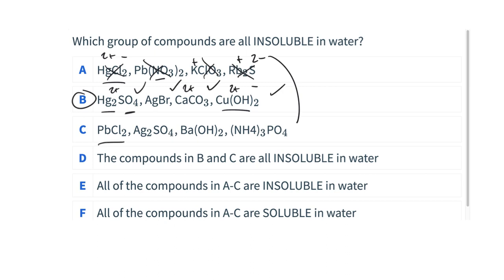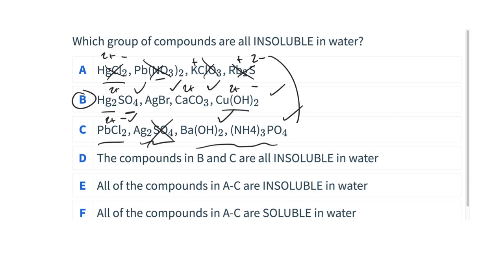And then what about the options in C? 2 plus minus, this is an insoluble exception. Silver sulfate, though, is soluble, according to our chart. Silver is not listed for sulfate as an exception. It's listed for chloride, bromide, iodide. We just have to be careful to use the solubility chart to see that silver is not listed for sulfate. Barium hydroxide is also water soluble.